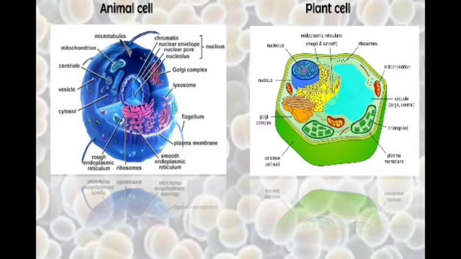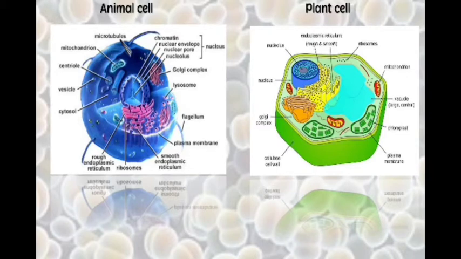The cytoplasm of plant cells is surrounded by cell wall, which is absent in animal cell structure. On the other hand, you can see animal cell contains centriole and plant cell doesn't. Plant cell also contains another double membrane bound organelle, which is called plastids. You can see here, this is called plastid, which is absent in animal cell.